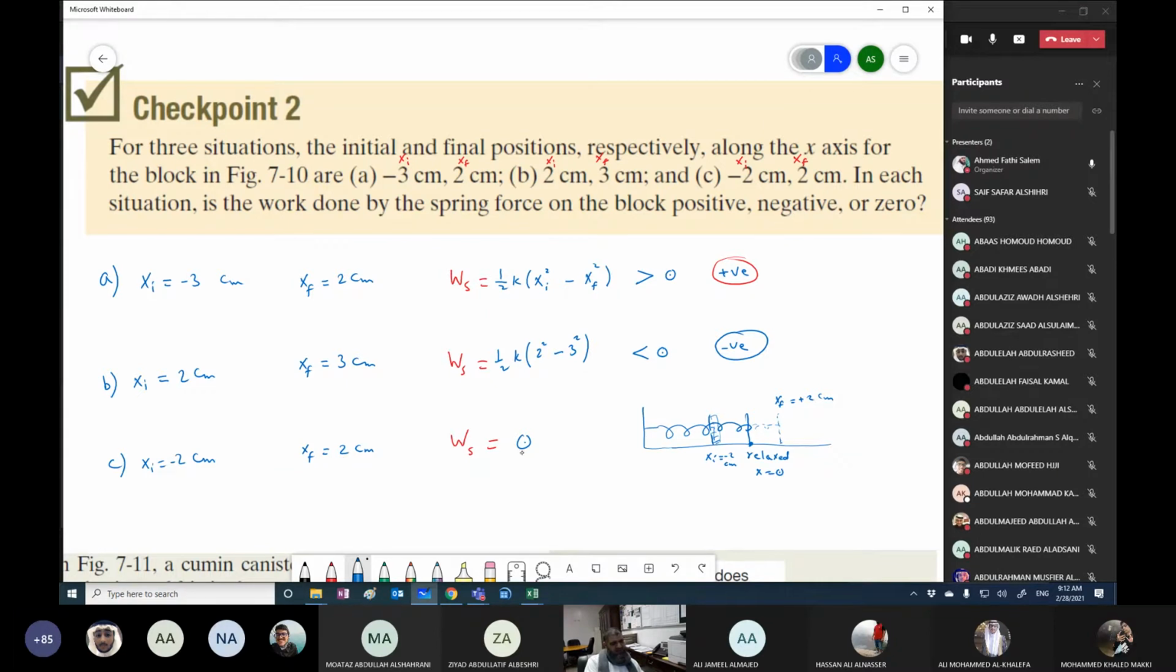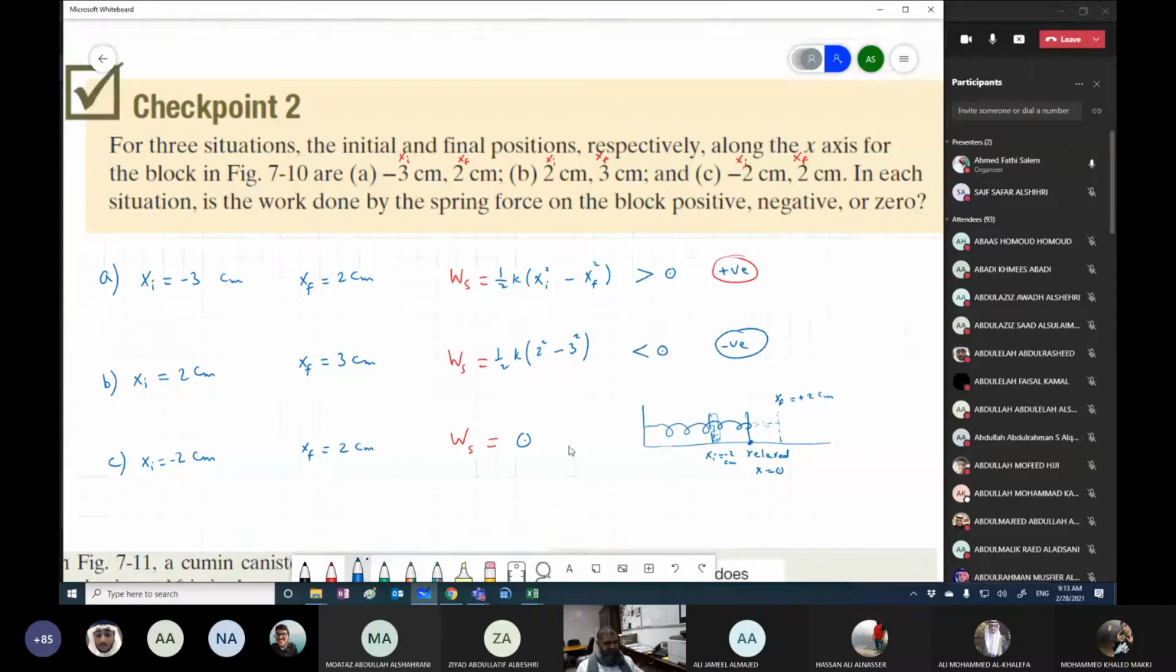So 2 squared minus 2 squared will give you the work done by the spring equal to 0. How do we recognize this? This is the relaxed position, x equals 0. Initially, it was compressed 2 centimeters to the left of the relaxed position. Finally, it is extended or stretched 2 centimeters to the right of the relaxed position. This is the meaning of x initial = -2 and x final = +2. Of course, the relaxed position is somewhere in the middle between the 2 points.